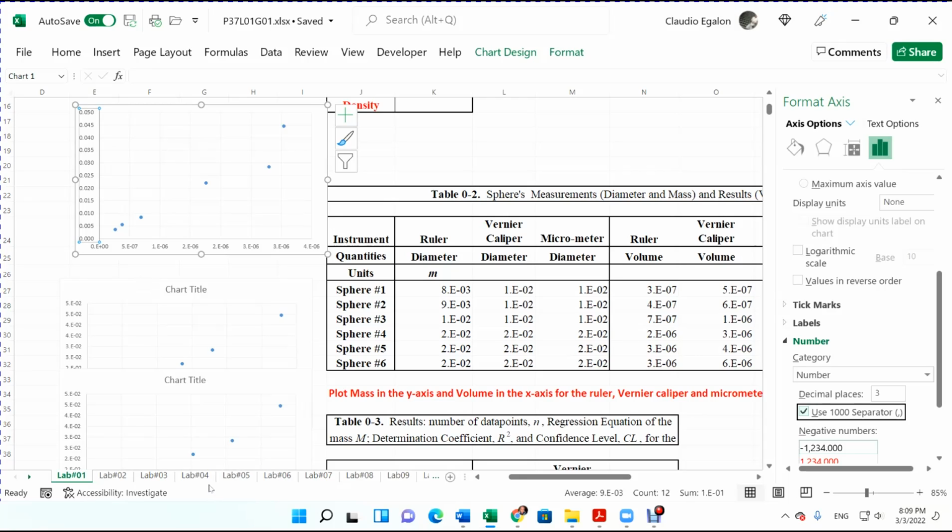I didn't put the labels in the axis yet. I'm just changing the format of the numbers in the axis. Those guys here are less than 10 to minus 3. So keep it like that. See that? 5 times 10 to minus 7, 1 times 10 to minus 6, and so on, right?